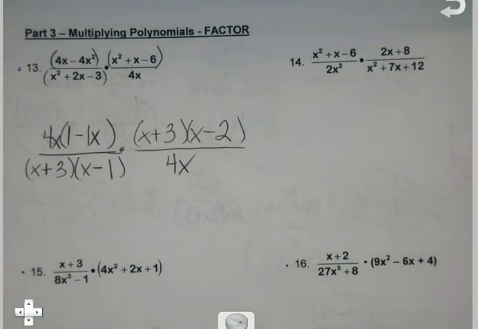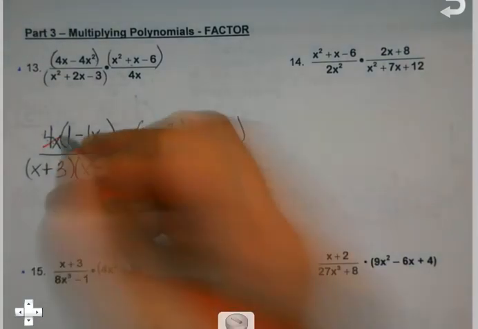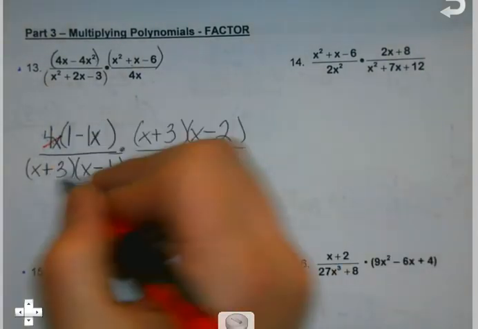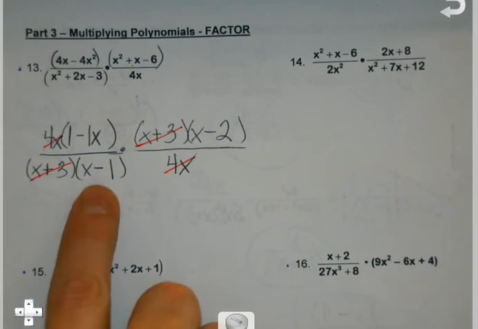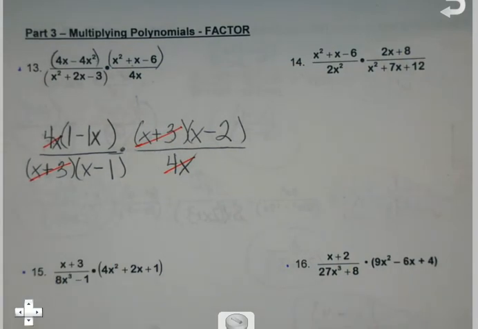So, okay. Here now becomes the question. Anything that I see that is identical, I can cancel at this point. So, the 4x's, I cancel. The x plus 3's, I cancel. Then I have to stop and think for a minute. Because I'm staring at these and I'm going, is 1 minus x and x minus 1 the same thing?